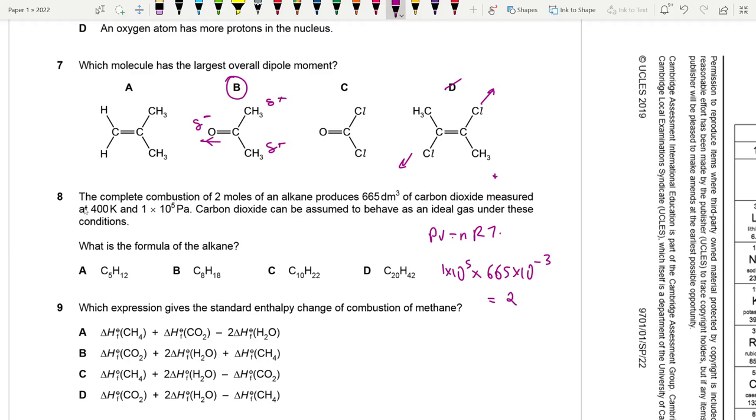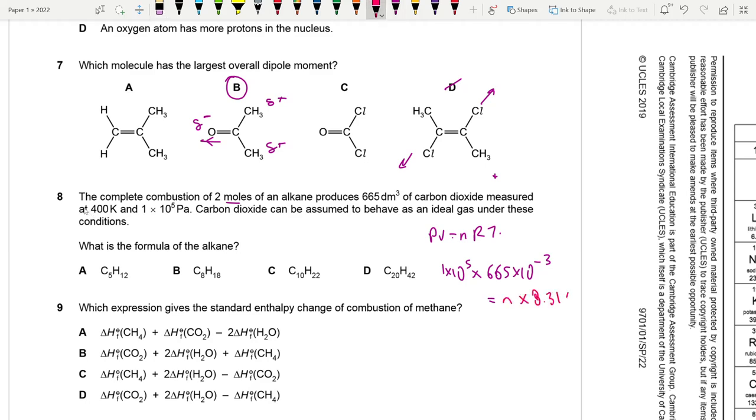Wait, what's the purpose of this? Where am I going? Like if I use 2. Okay, so basically we are finding out, this is the moles of the alkane. I can't really input it here. This is the moles of carbon dioxide gas. Understood?